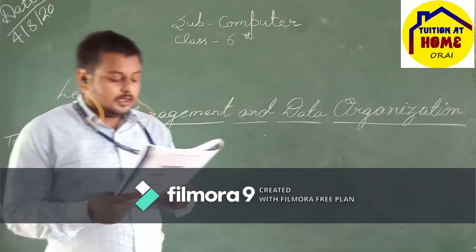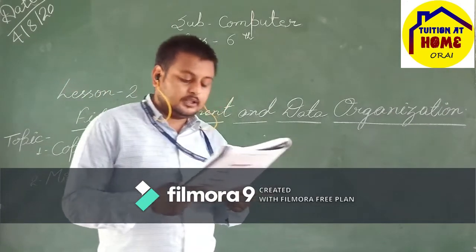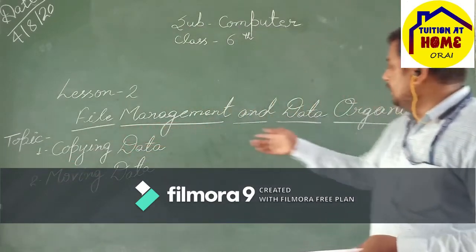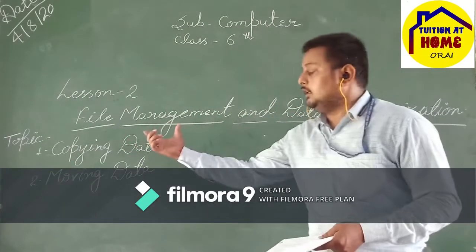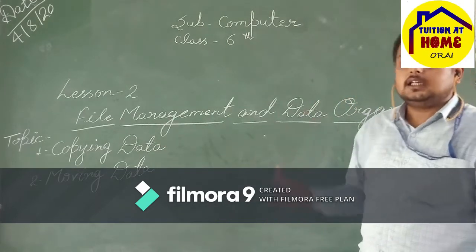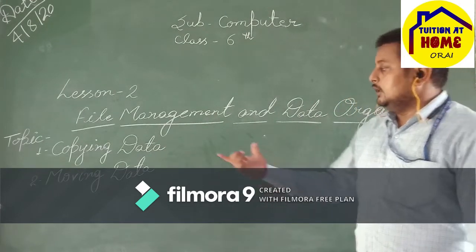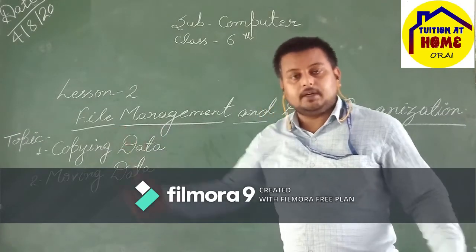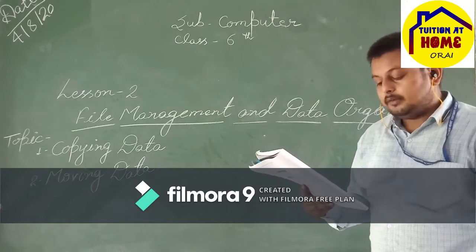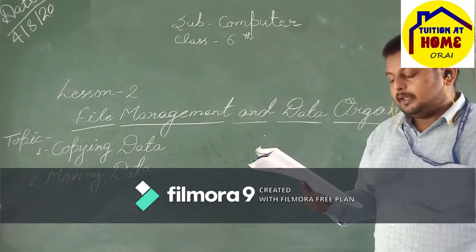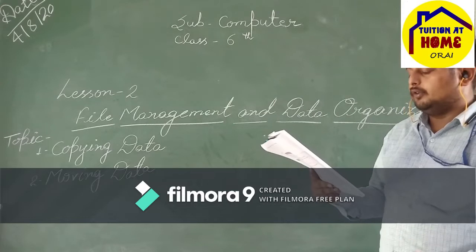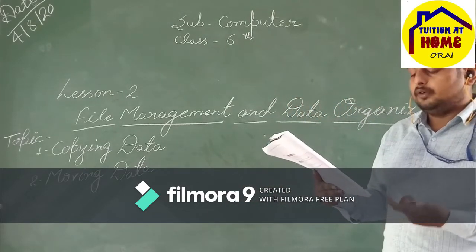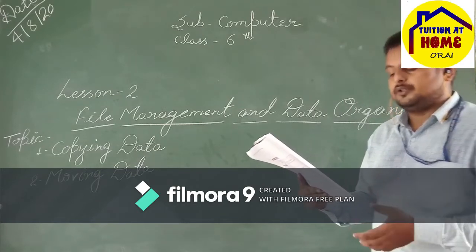So again, organizing files and folders on a computer is called file management. This lesson is about file management and data organization. The process of organizing a file and a folder is called file management. File management includes viewing, copying, moving, and deleting a file or folder. It also includes sorting files and folders by name, type, size, and so on.